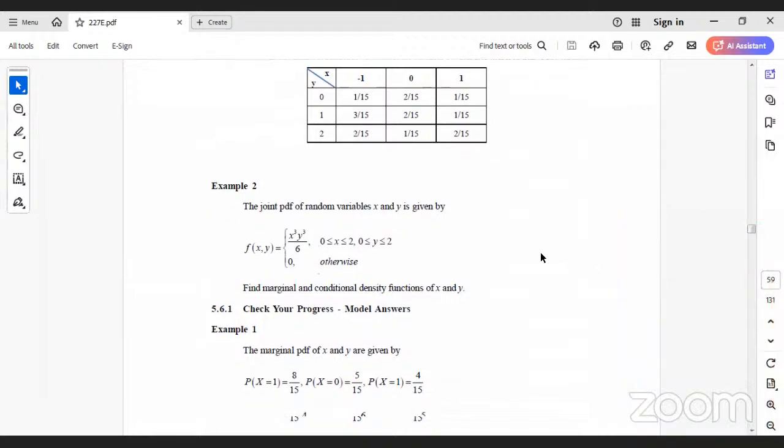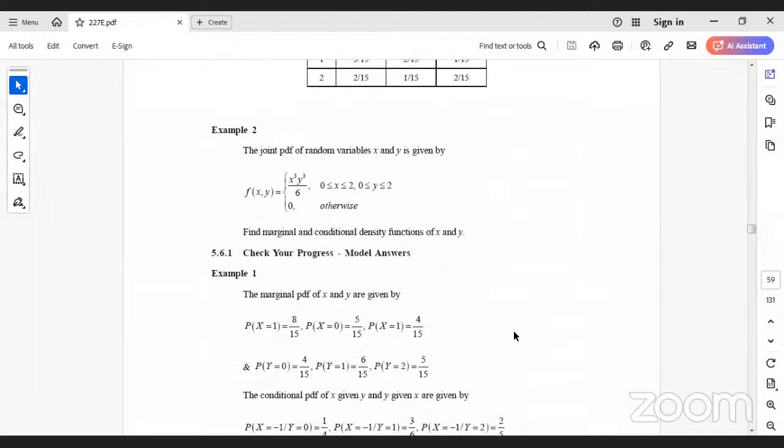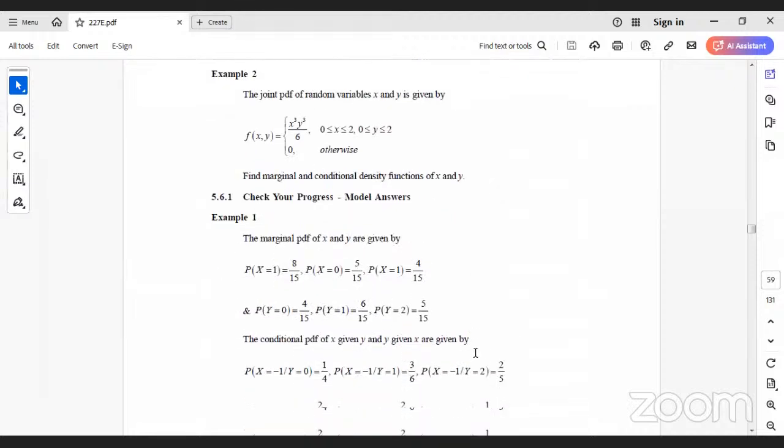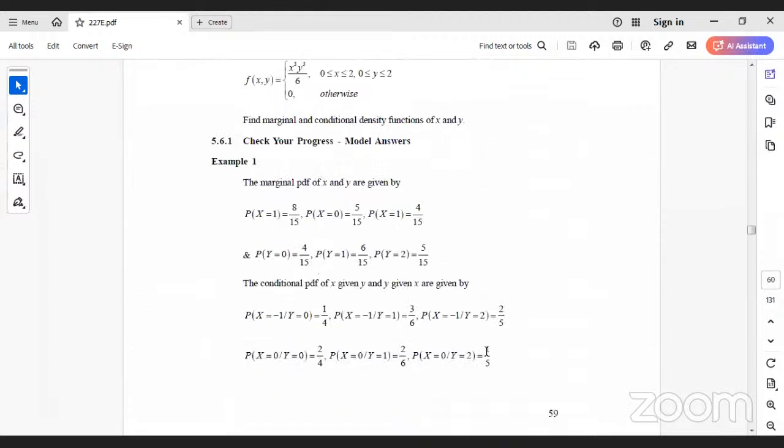So see here, 2/15, 1/15 and 2/15, and 6 plus 5 is 11. That's 2, 3, 4, 3, 2, 5, 6, 6, 7, 9, 10, 12, 13, 14. See here, P(X = 1) is 8 by 15, 5 by 15, 14 by 15. Then we are taking the values. The same has been given here in the problem, and that is what we want here.